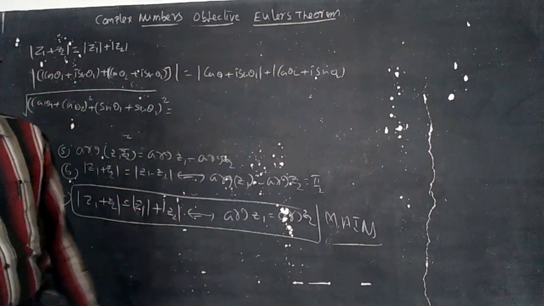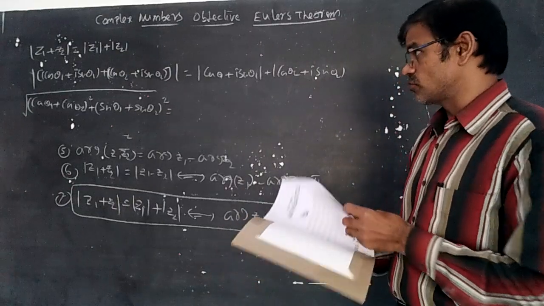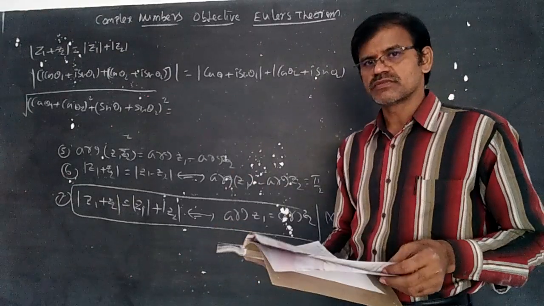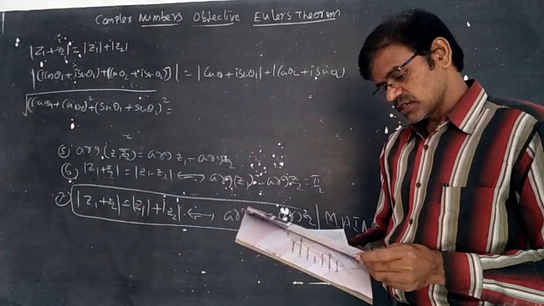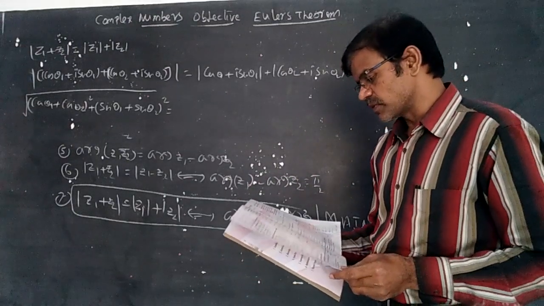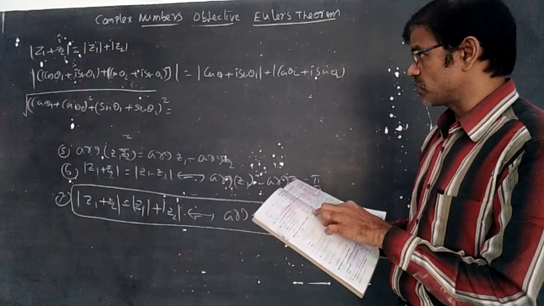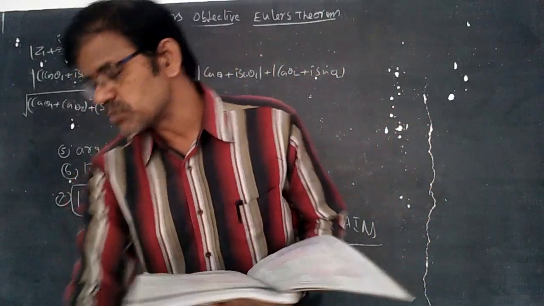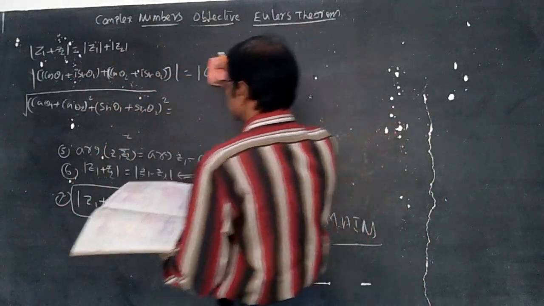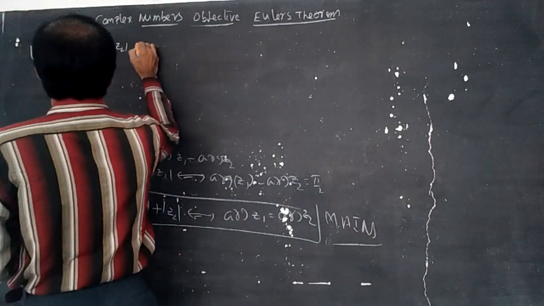Maybe we have discussed it, we have proved a formula: modulus of Z1 plus Z2 whole square is equal to modulus of Z1 square plus modulus of Z2 square plus 2 real of Z1 Z2 bar. Let us discuss that one, depends upon that. By squaring both sides, modulus of Z1 plus Z2 whole square. This is not the better way.